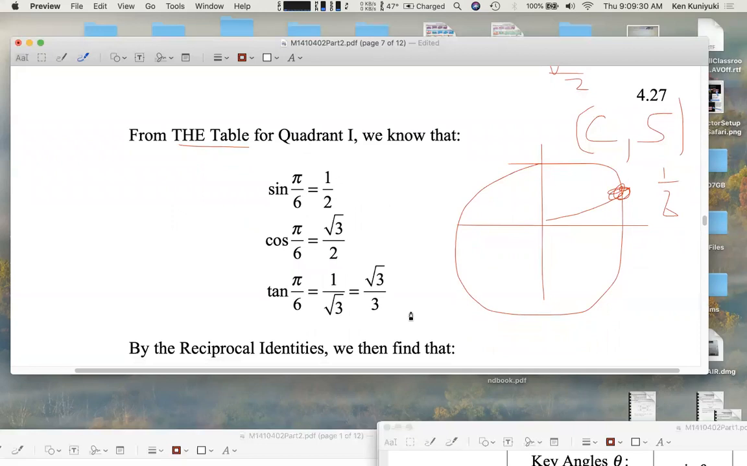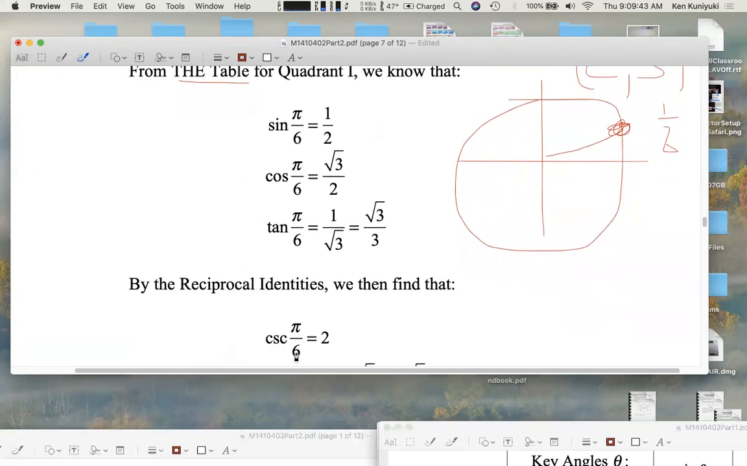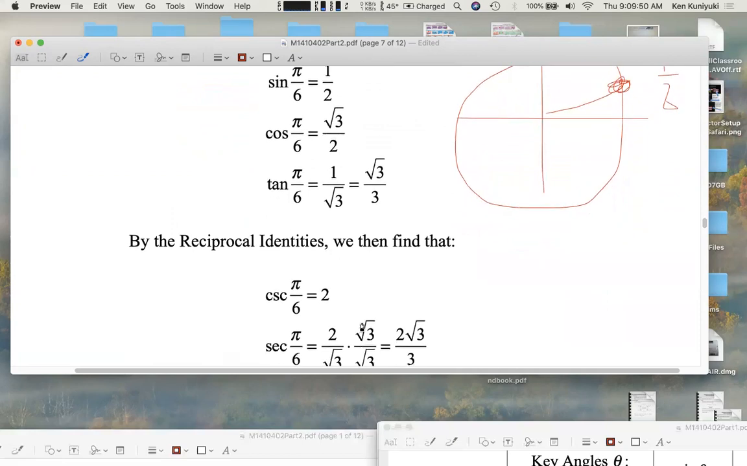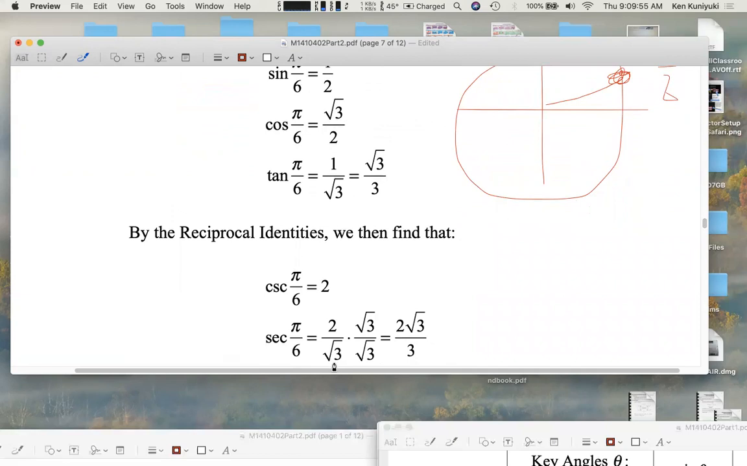By the reciprocal identities, we can flip these fractions to get their reciprocals. What's the reciprocal of sine of theta? Careful, it's not secant of theta, it's cosecant of theta. So cosecant of pi over 6 is the reciprocal of 1/2, or 2. Secant of pi over 6 is the reciprocal of that. That's going to be 2 over root 3, but we want to rationalize. We multiply by root 3 over root 3, or 1. And the result is 2 root 3 over 3.